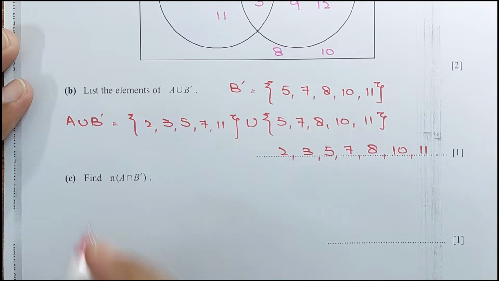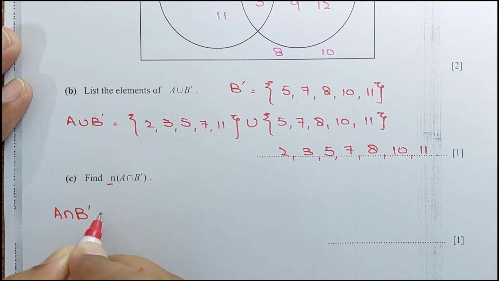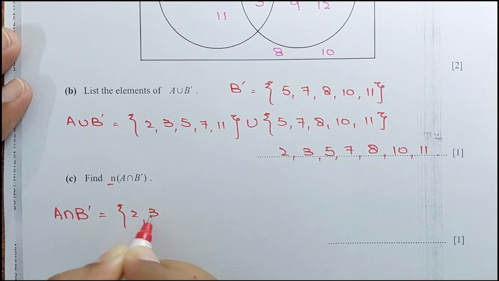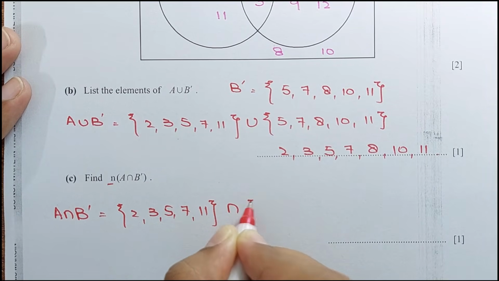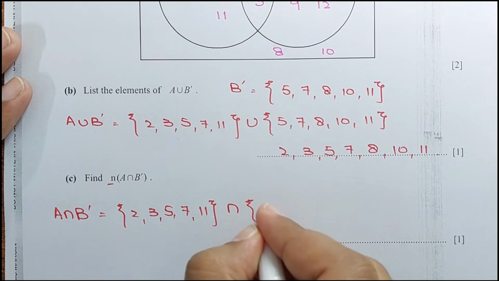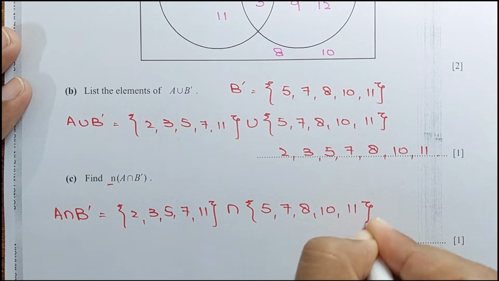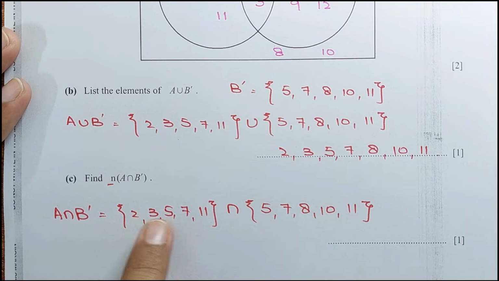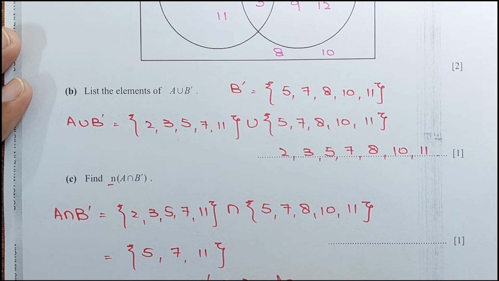Now for part C, find the number of elements in A intersection B complement. Okay, so A intersection B complement. So the set A is 2, 3, 5, 7, 11. And its intersection with the B complement is this set, which is 5, 7, 8, 10, and 11. Okay, the common is 2 and 3. No, 5 is common, 7 is common, 11 is common. So the commons are 5, 7, and 11. So how many? So there are 3 elements.